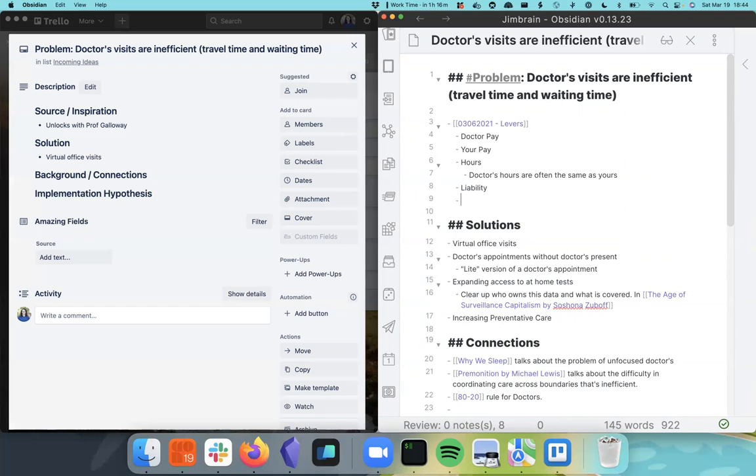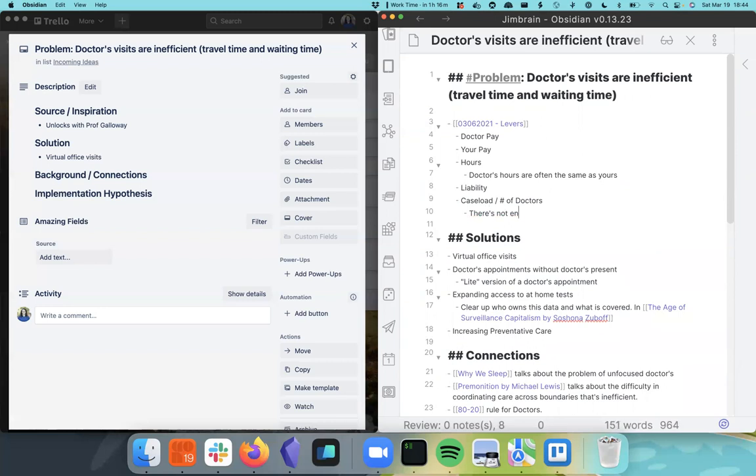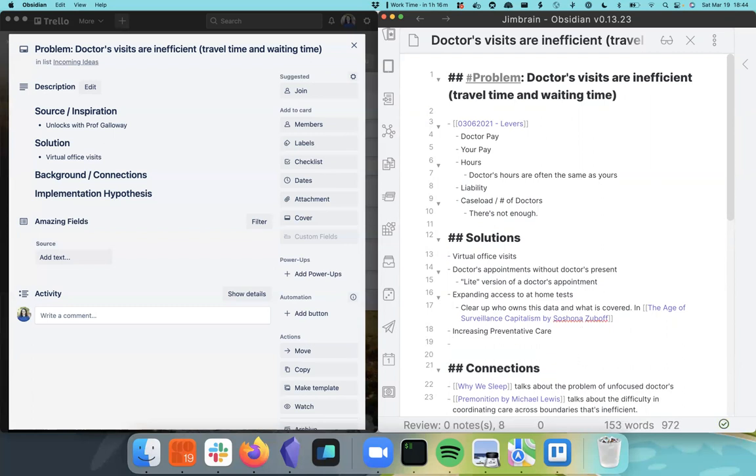Well, I think another thing here is caseload and number of doctors. In the U.S., there's not enough. Doctors are overworked, so an interesting solution would be to increase med school enrollment and graduation. What would happen if doctors had time to really focus on each patient? What wouldn't slip through the cracks anymore? Could preventative care start to take place? I don't know.